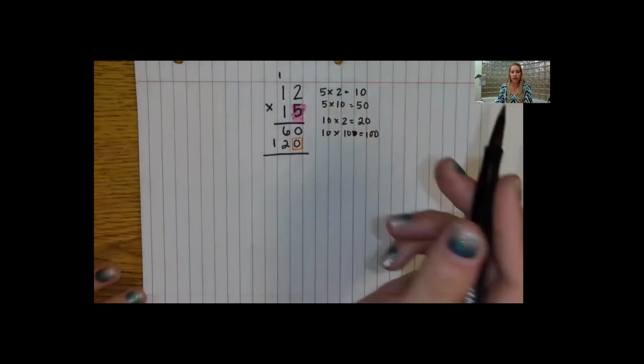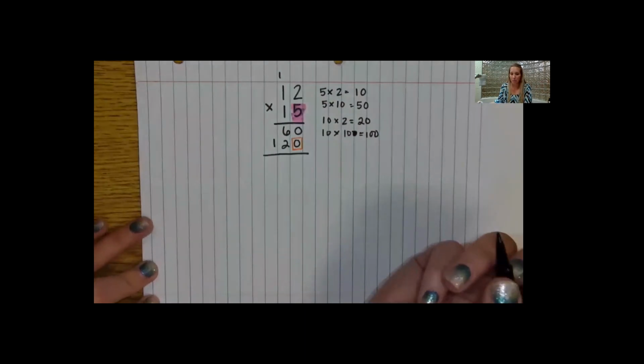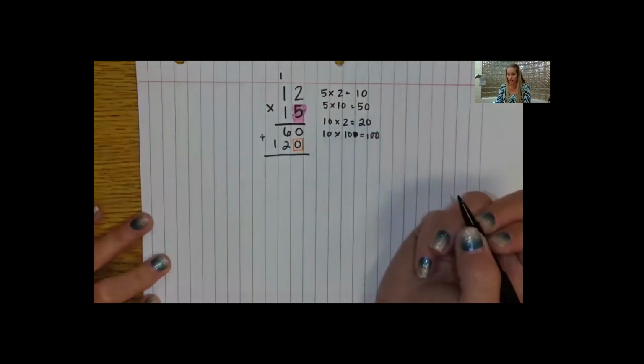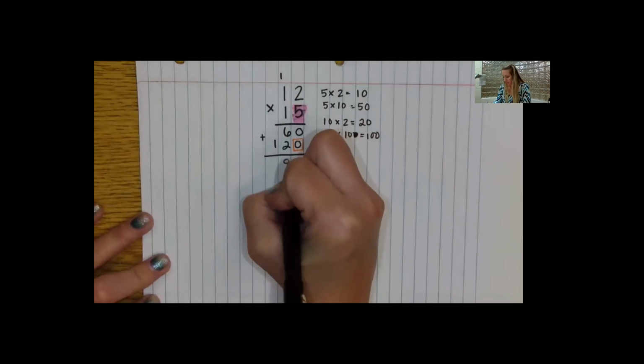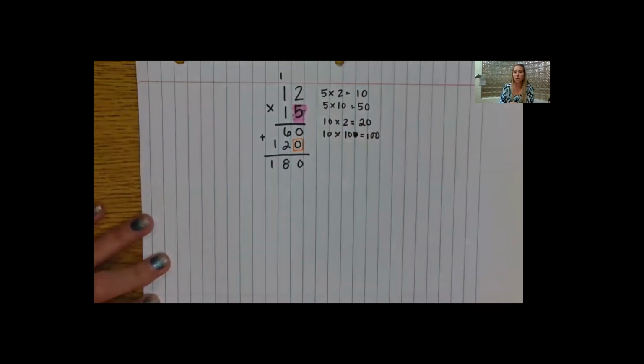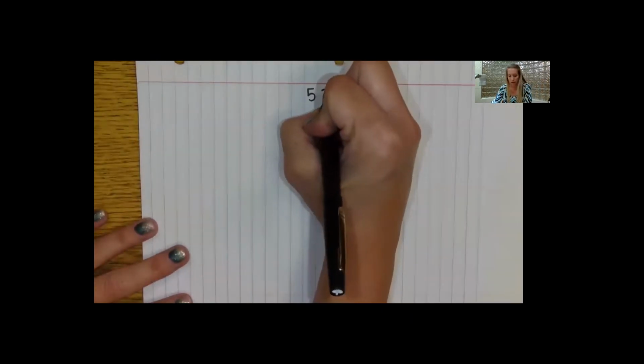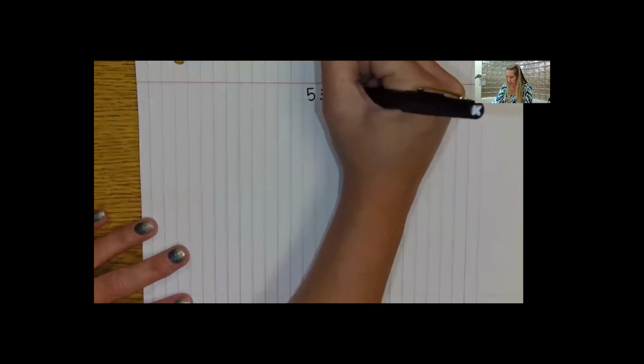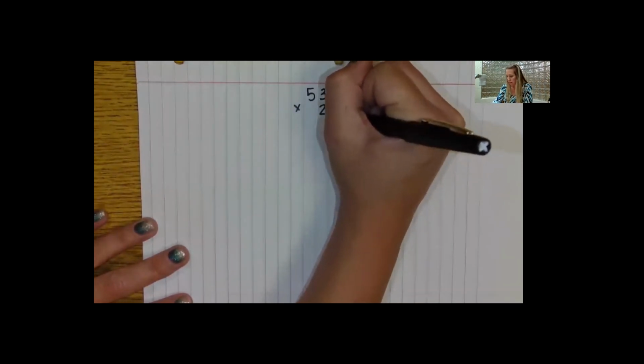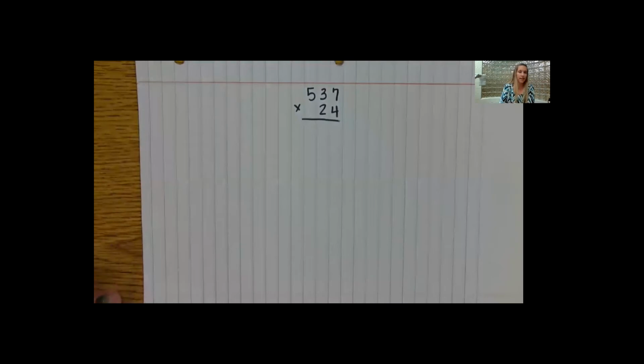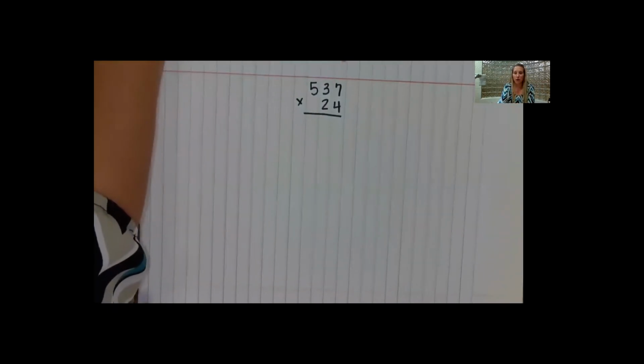Now what do we do to find our end product? We add them. We add our partial products to find our final answer. And our final product is 180. Fantastic work. We're going to keep expanding our knowledge on multiplying by multi-digit numbers. Today, we're going to work with some 3-digit by 2-digit numbers. First, let's start with this problem. 537 times 24.